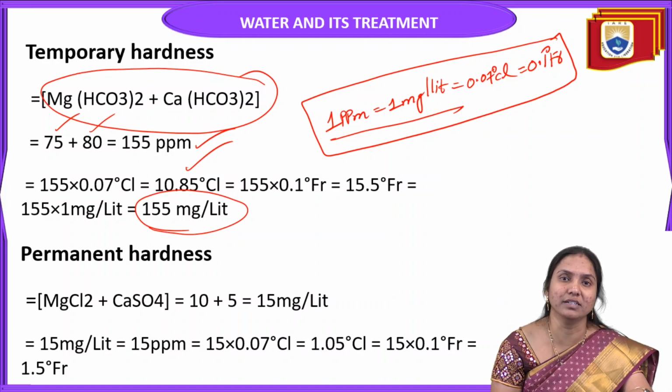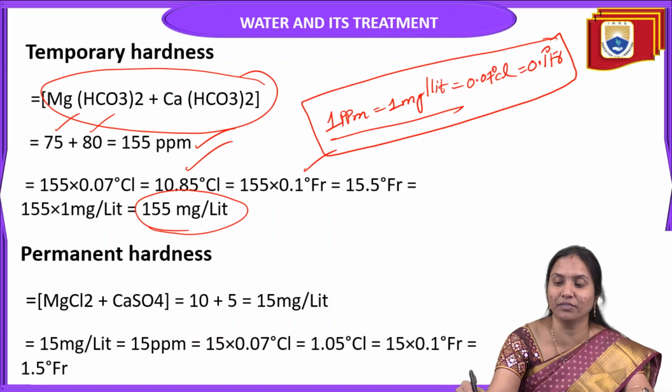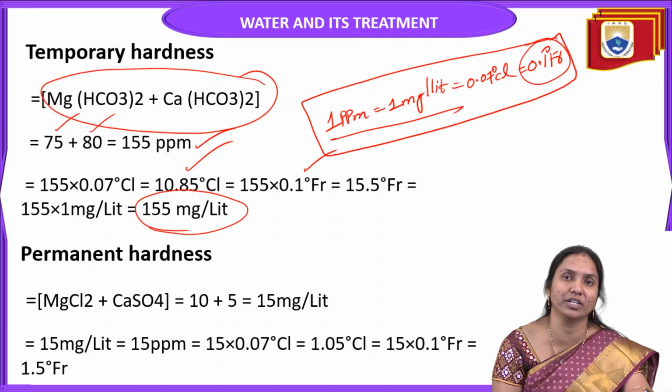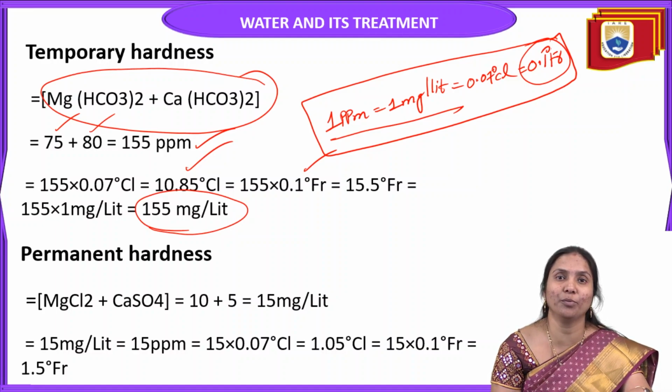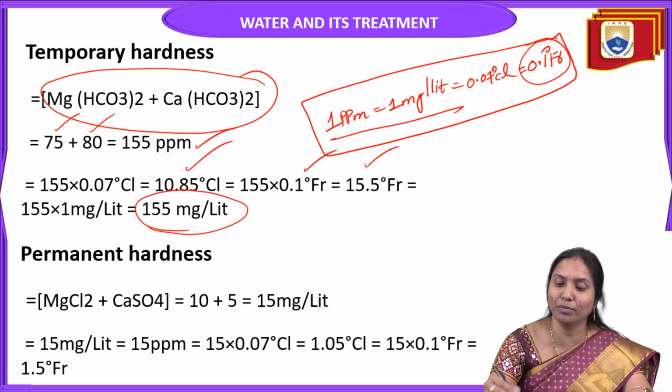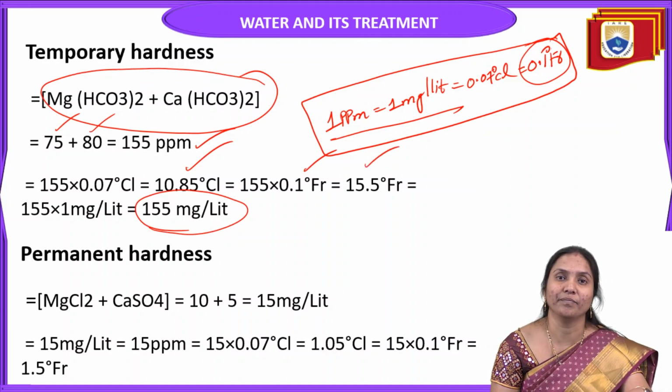10.85 Clerk degrees. Then converted into French degrees. So 155 into 0.1 French degree. Here 1 ppm equals 0.1 French degree. So 155 ppm equals how many French degrees? So 155 into 0.1 is equal to 15.5 French degrees.